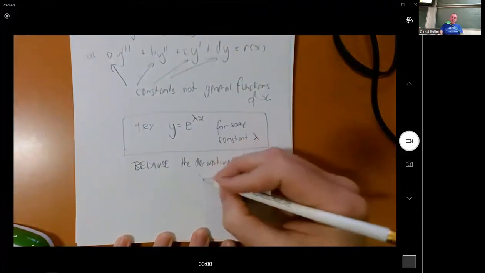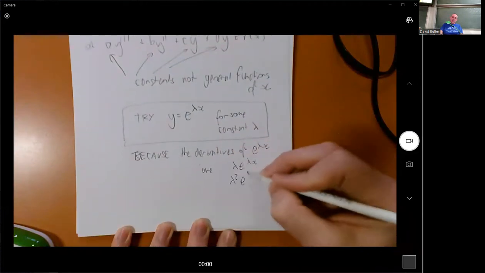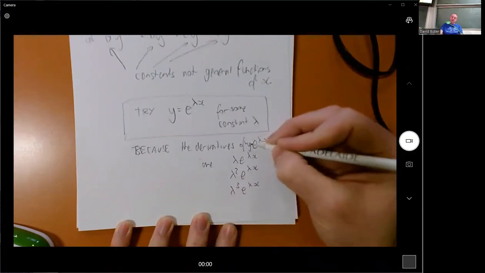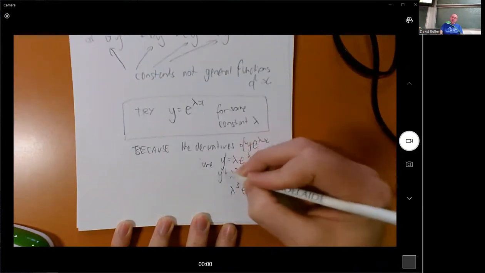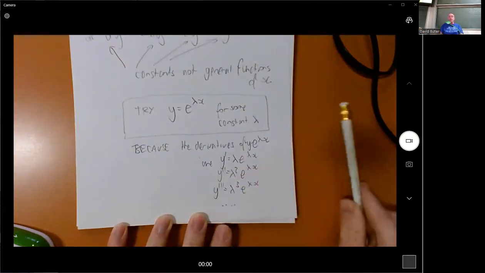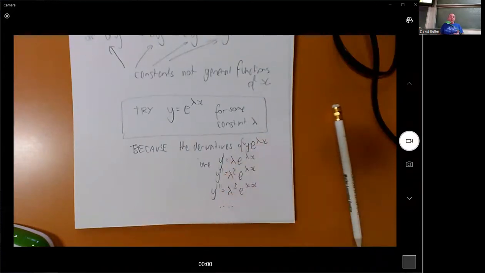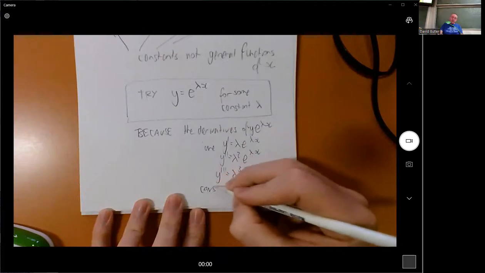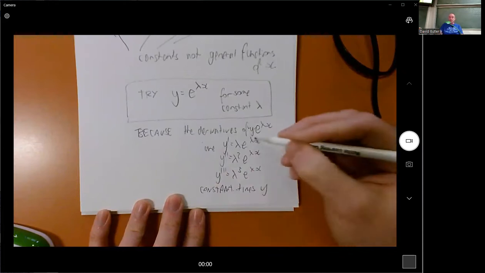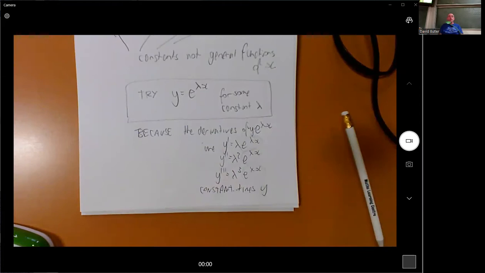e to the lambda x, lambda e to the lambda x, lambda squared e to the lambda x, and lambda cubed e to the lambda x, and so on. So every time you differentiate it, that lambda will get multiplied because of the chain rule. And so they are all constants times y, because this is y. That's the reason why.